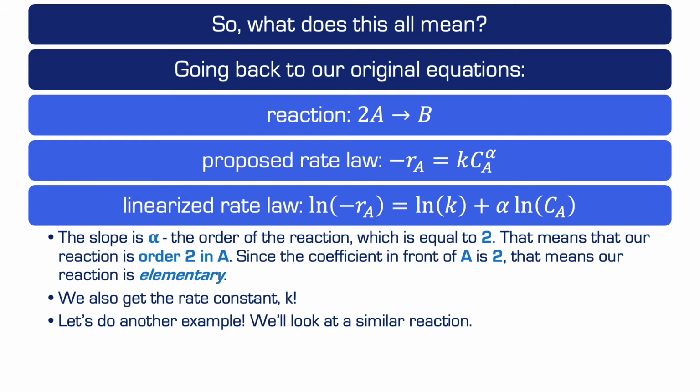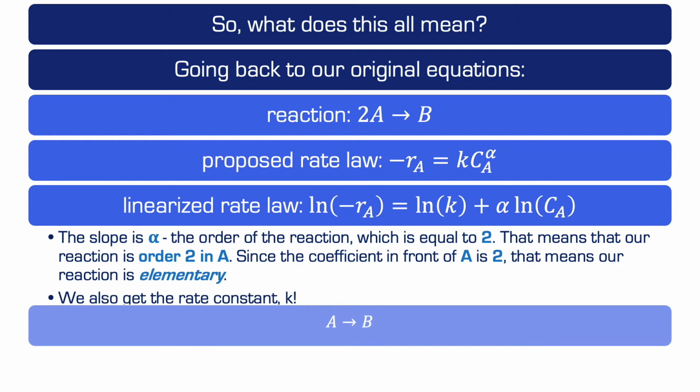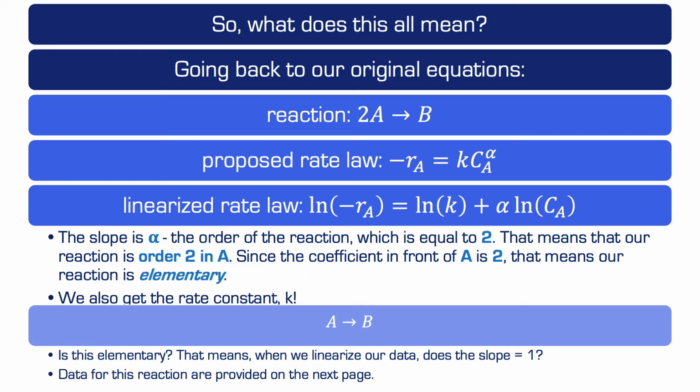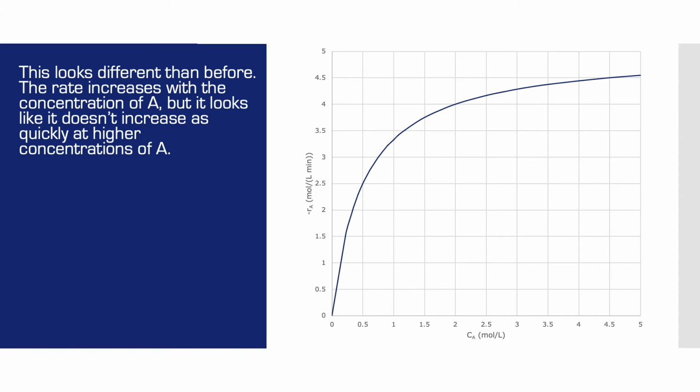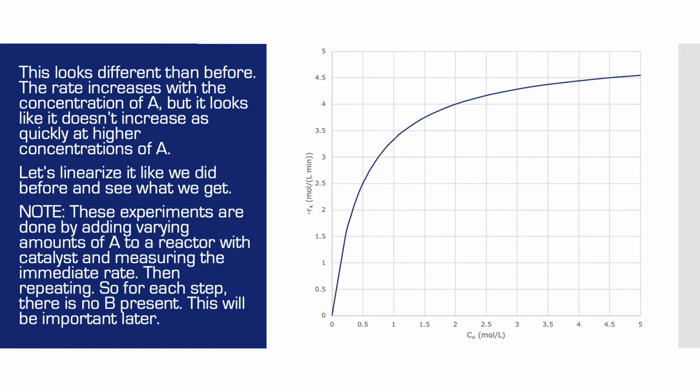Let's do another example. We'll look at a similar reaction. A reacts to form B. Is this elementary? That means, when we linearize our data, does the slope equal 1? Data for this reaction are provided on the next page. This looks different than before. The rate increases with the concentration of A, but looks like it doesn't increase as quickly at higher concentrations of A. Let's linearize it like we did before and see what we get.